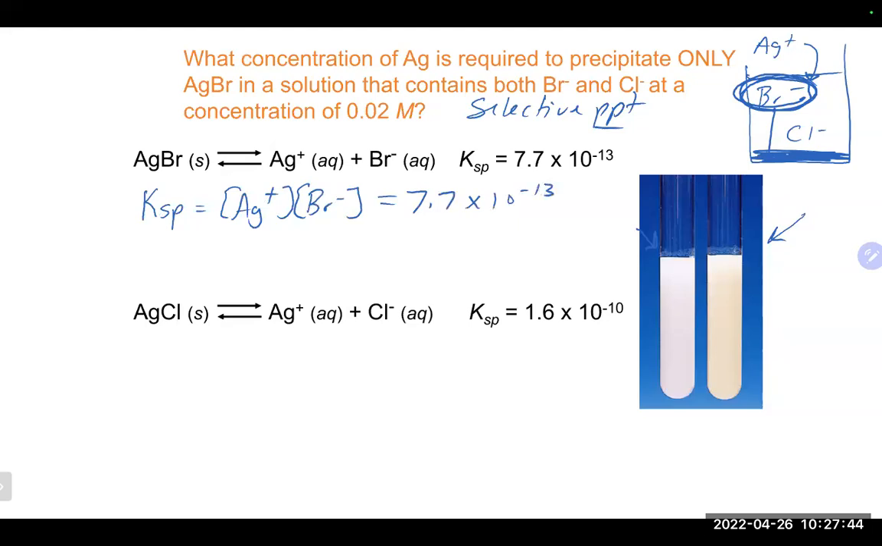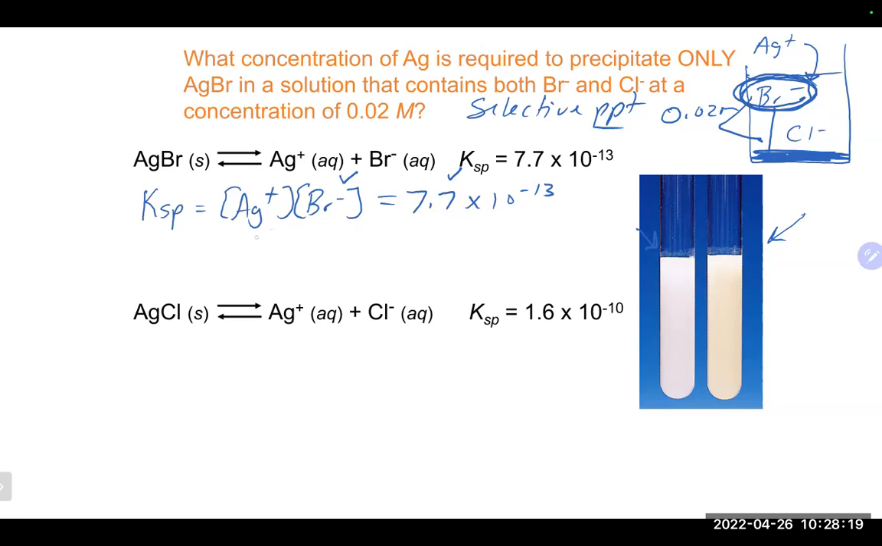Based on the question, what I know is that the bromide and the chloride ions are floating around with a concentration of 0.02 molar. So I know from the problem that that is the concentration of those ions that are floating around. What that means is if I look at my Ksp expression here, I obviously know the Ksp value, and I also know the bromide value that's in that particular solution at this point.